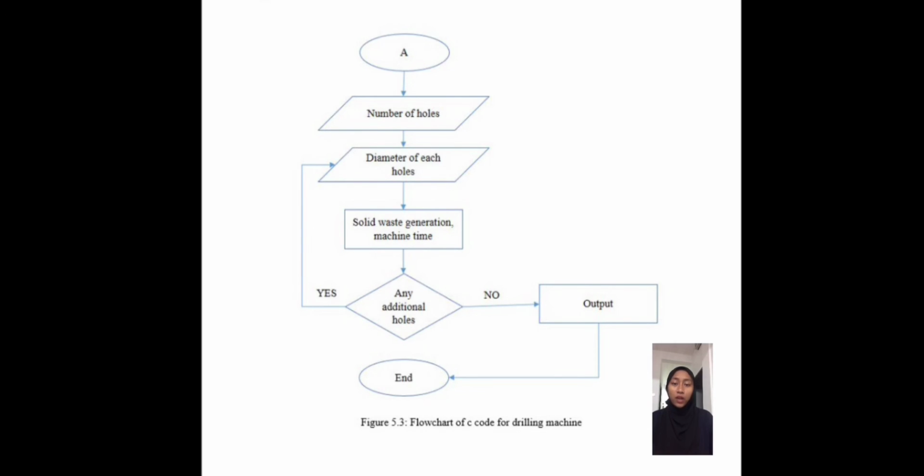Next step, the system will ask whether the user wants to add any additional holes. If yes, it will go back to the number of holes and diameter of each hole to drill. If no, all the output will show up and the C program ends.